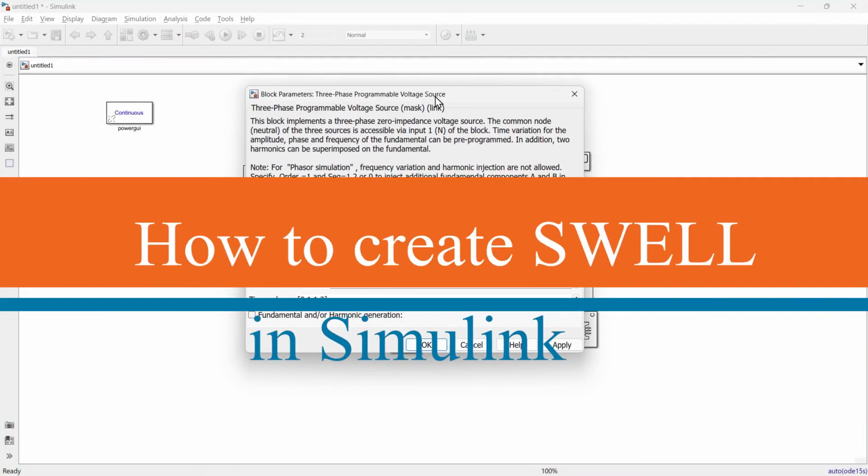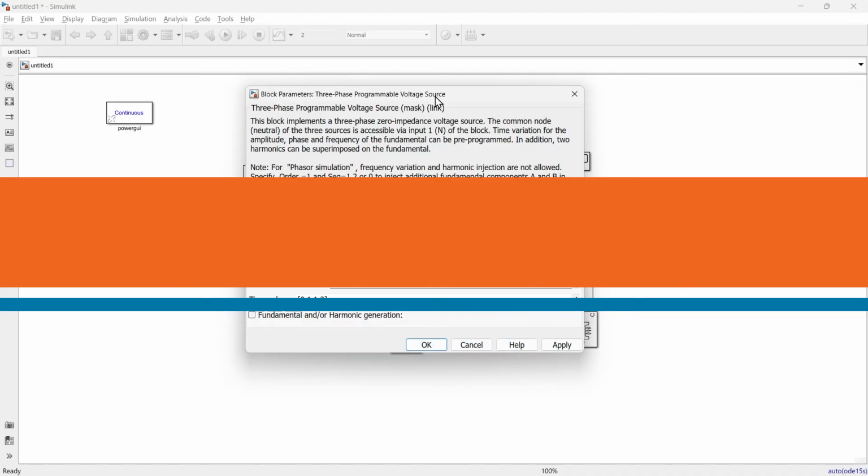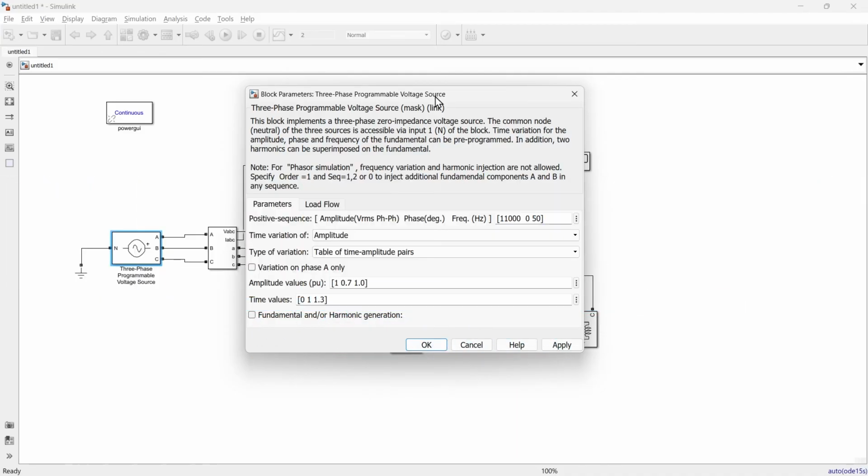Now it's time to go for swell. First let's understand the definition of swell. IEEE defined swell as a short duration increase in RMS voltage level at the power frequency that is above 110% of the nominal voltage. This variation could range between half of a cycle to 1 minute. This type of swell condition could be created because of sudden load reduction or switching operations.